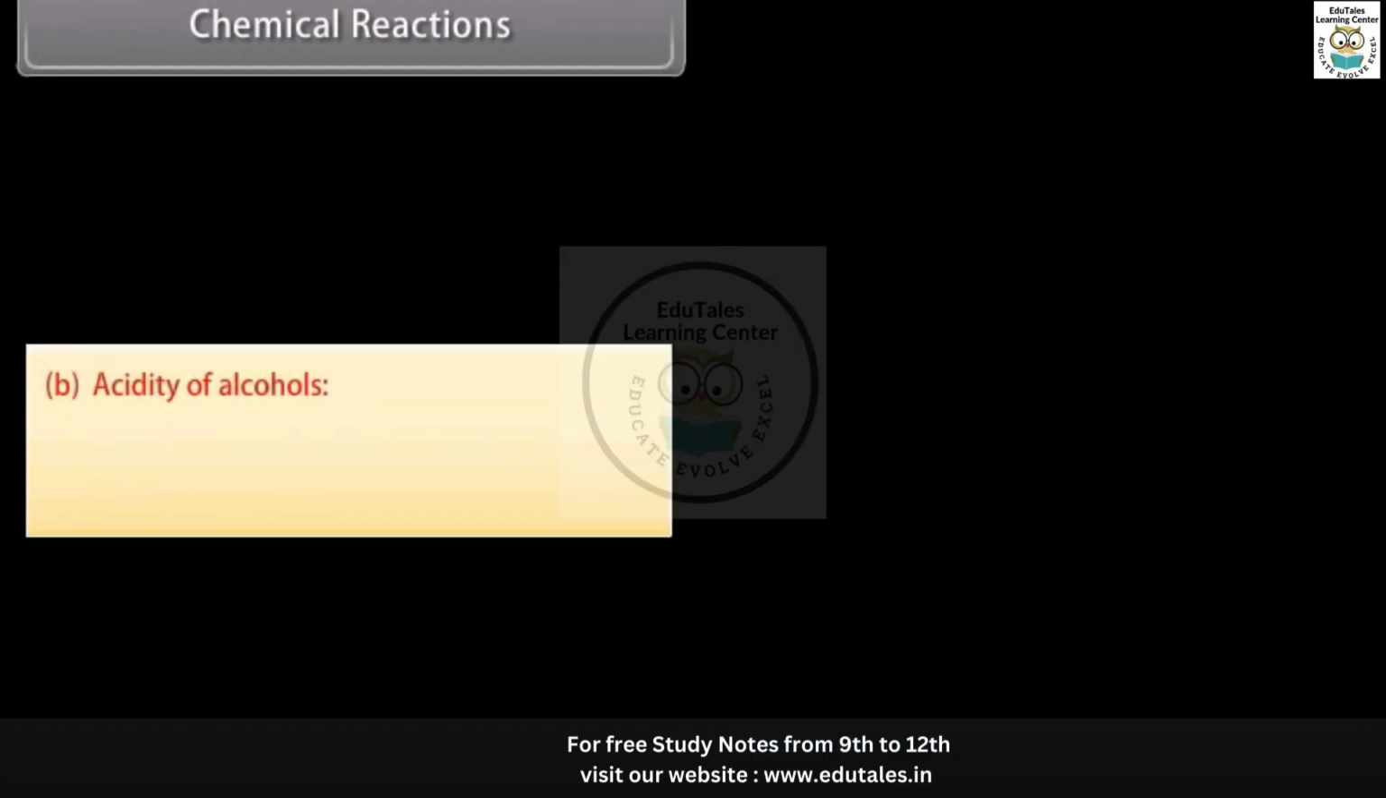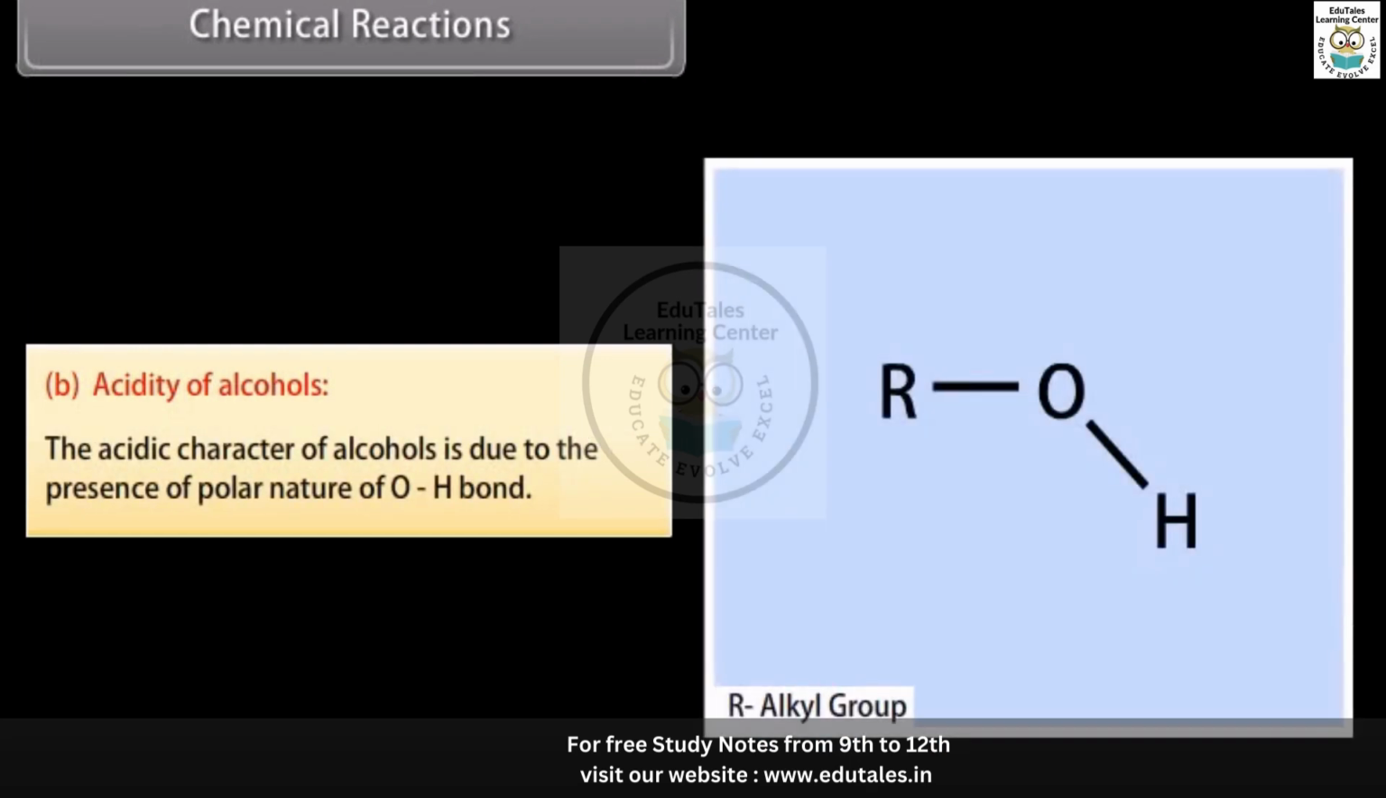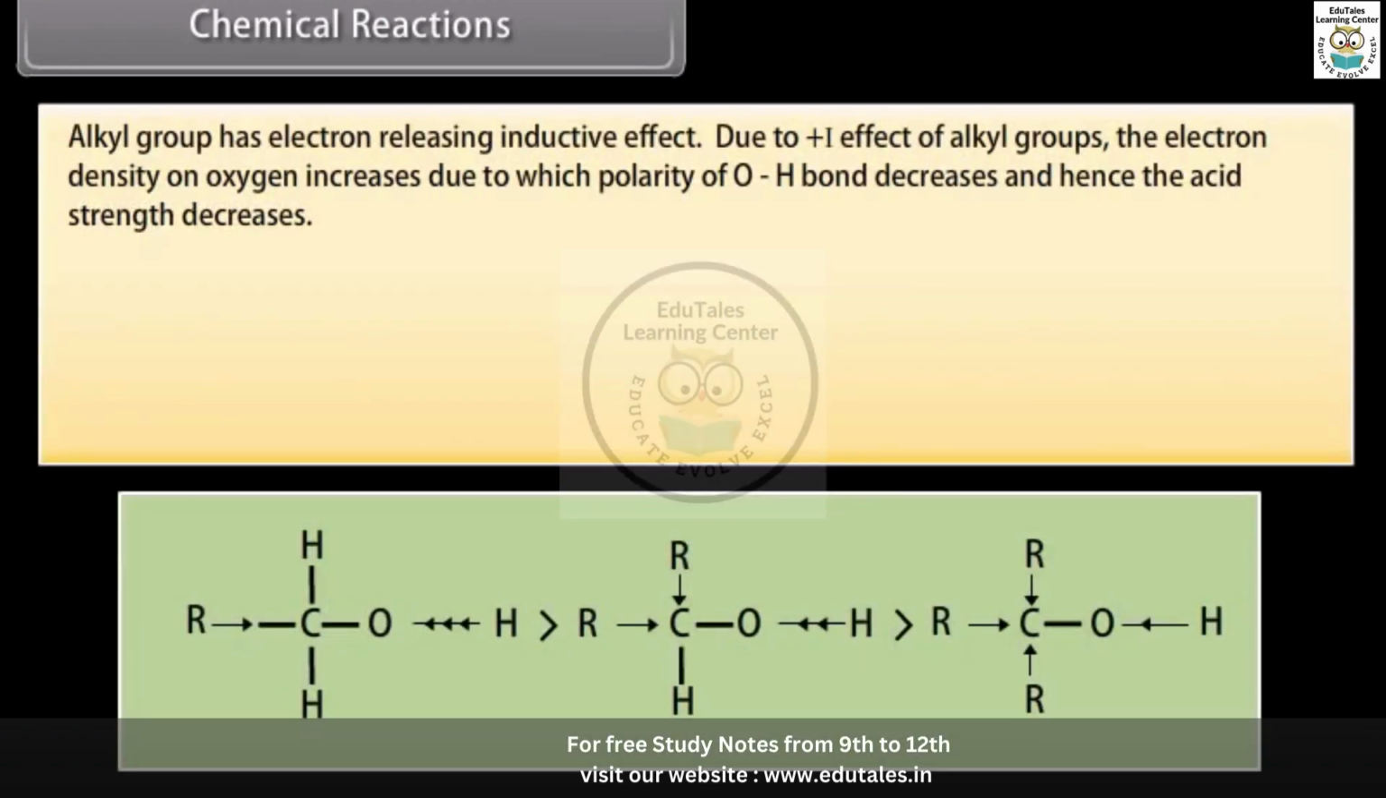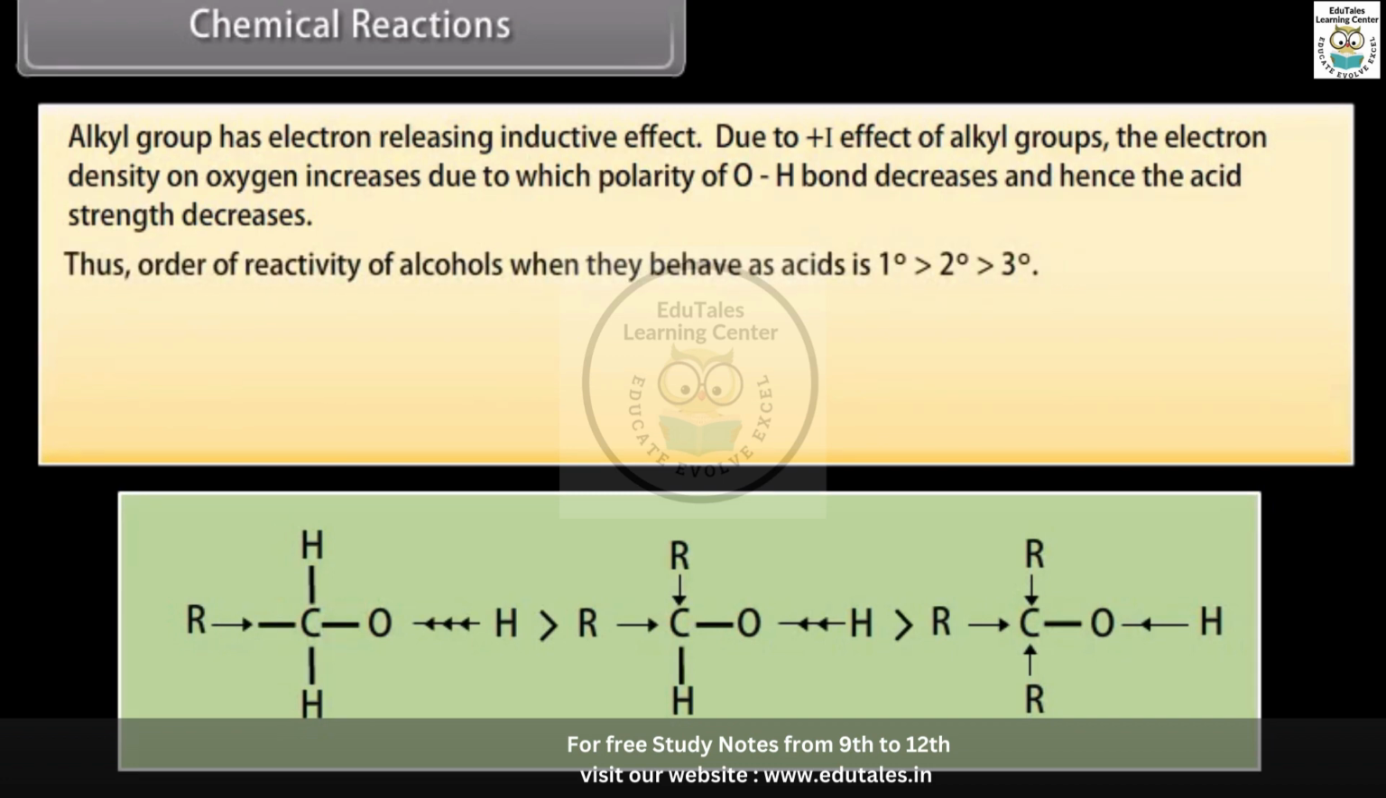Acidity of alcohols. The acidic character of alcohols is due to the polar nature of the OH bond. Alkyl group has electron-releasing inductive effect. Due to plus I effect of alkyl groups, the electron density on oxygen increases, due to which polarity of OH bond decreases, and hence the acid strength decreases. Thus, order of reactivity of alcohols when they behave as acids is primary alcohol, followed by secondary and tertiary alcohol.